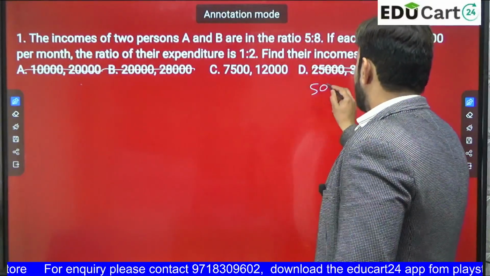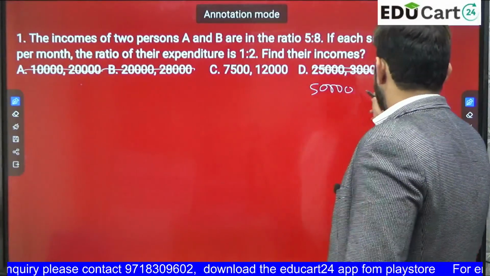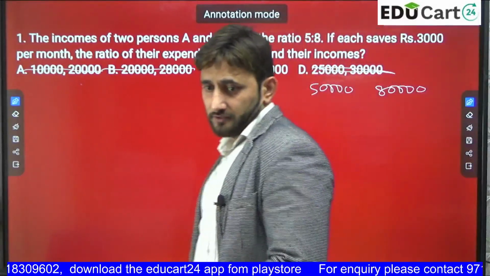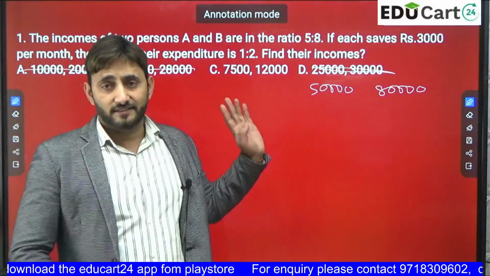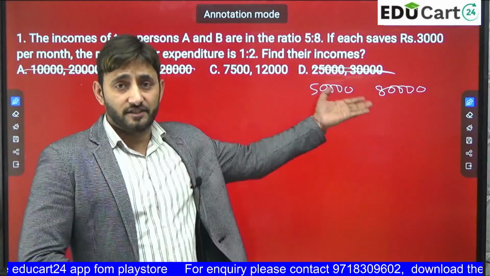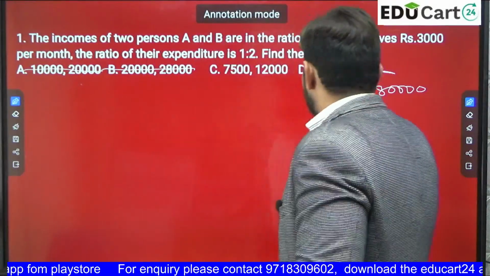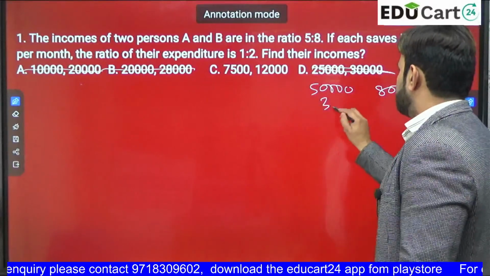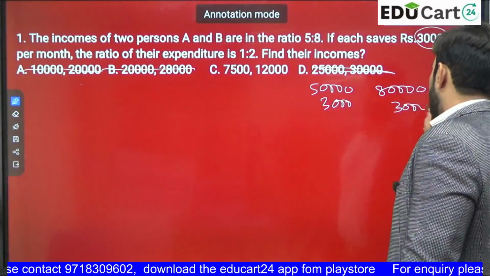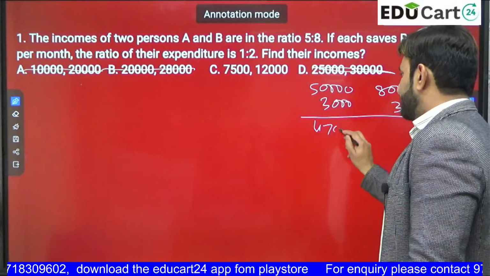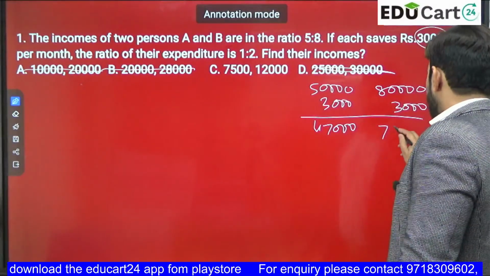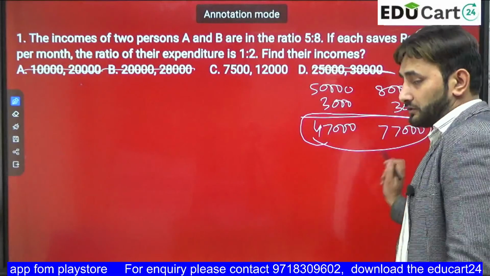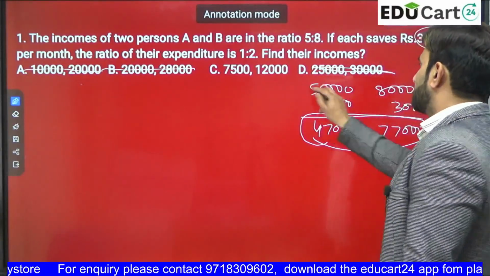Suppose it is given 50,000 and 80,000. Suppose this is also there. Now, out of these two, one has to be the answer, 5:8 ratio. I think this is very easy to calculate and check. Now, if their incomes are 50,000 and 80,000, and each of them saves rupees 3,000, then their expenditure should be 47,000 and 77,000. Is this ratio 1:2? No, this is not in the ratio 1:2. Cancel.